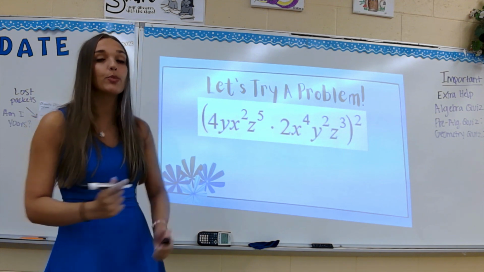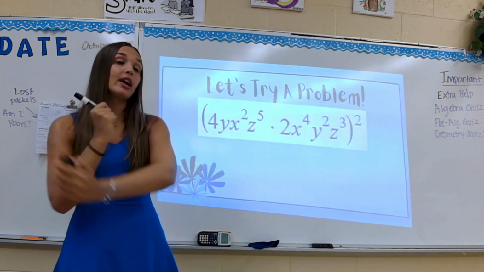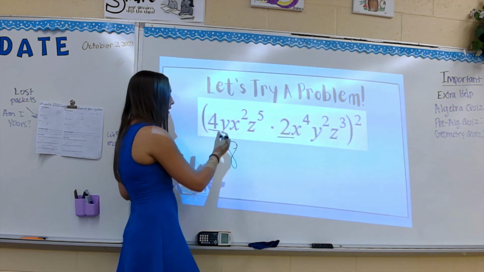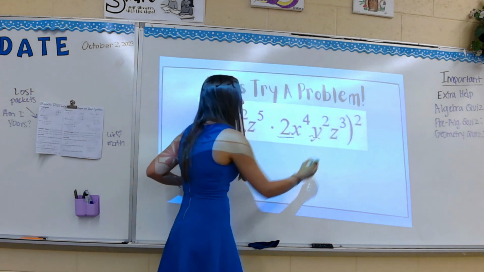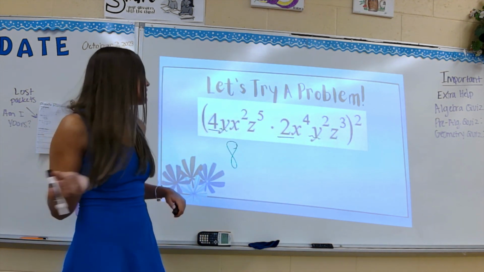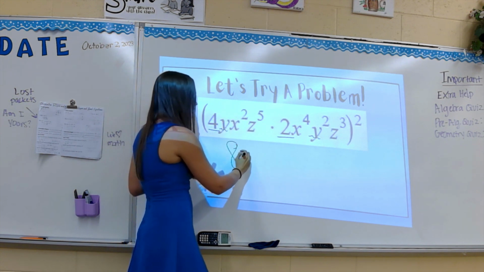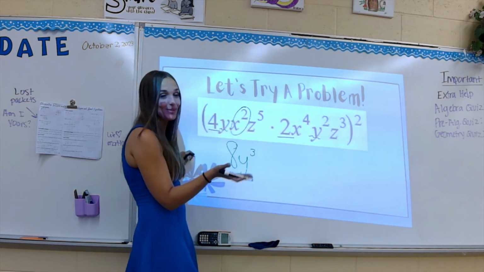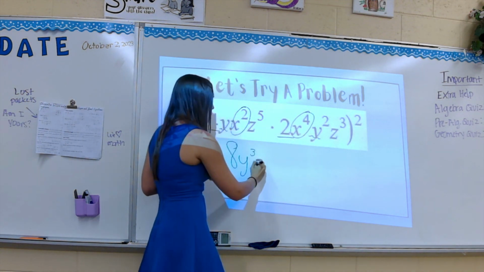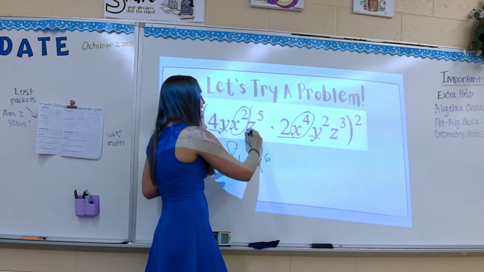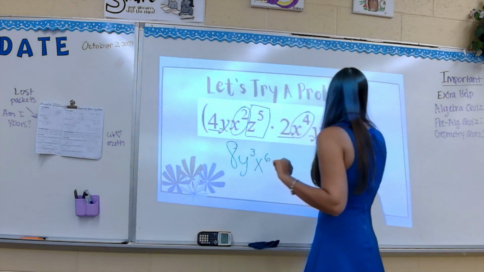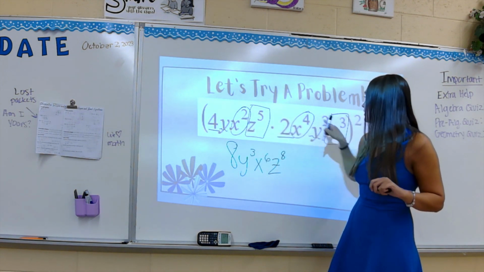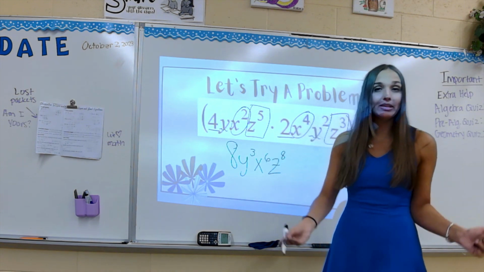So using the product rule, we multiply our coefficients, add our exponents. So 4 times 2 gives me 8. Then I'm going to do my y and my y squared. I'm going to add them because that's what the product rule tells me to do. So 2 plus 1 gives me 3. Then x squared and x to the 4th give me x to the 6th. Then finally the z to the 5th and z to the 3rd give me z to the 8th power. All I did was add these exponents because they are the same like base.